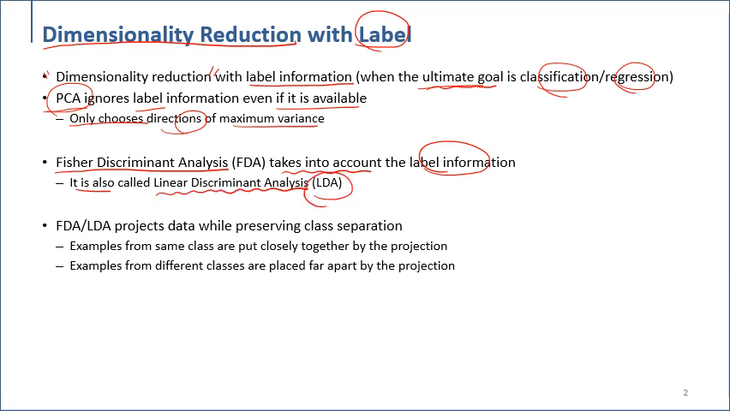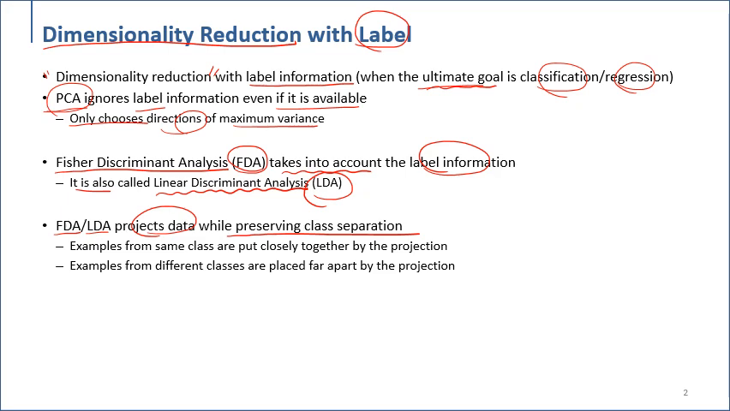So FDA and LDA are exactly the same but with different names, so don't be confused. Maybe someone will call this algorithm Fisher discriminant analysis, and others may call it linear discriminant analysis. Anyway, both are the same. So both FDA and LDA project data. The important point is FDA and LDA project data while preserving class separation.